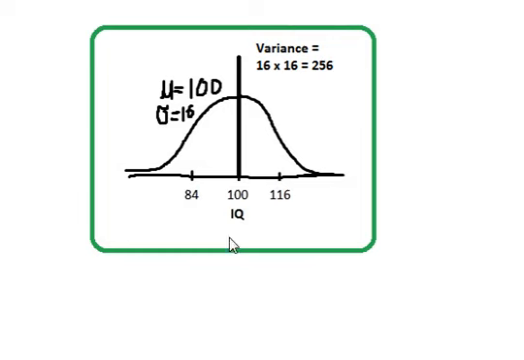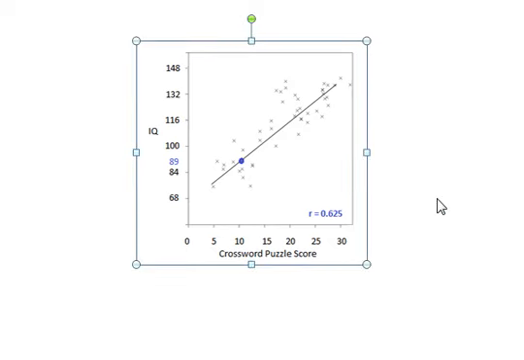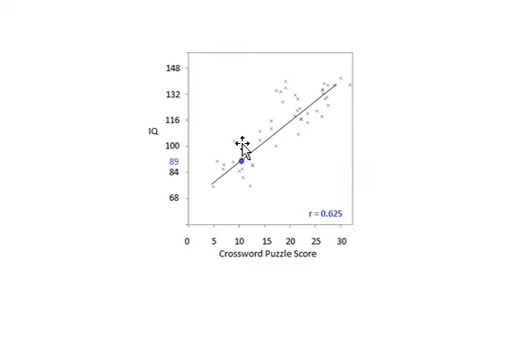Let's say that we know that Greg's crossword puzzle score is a 10. Now we could just ignore that and still guess his IQ is 100, or we could take it into account. If we take it into account, here's a crossword puzzle score of 10. We go up to our best fitting line, then we go over to IQ, and our best prediction for Greg's IQ is 89. Note that if we predict an 89, there are some people with a crossword puzzle score of 10 who had a higher IQ than 89, and some who had a lower IQ than 89. 89 is just going to be our best guess.